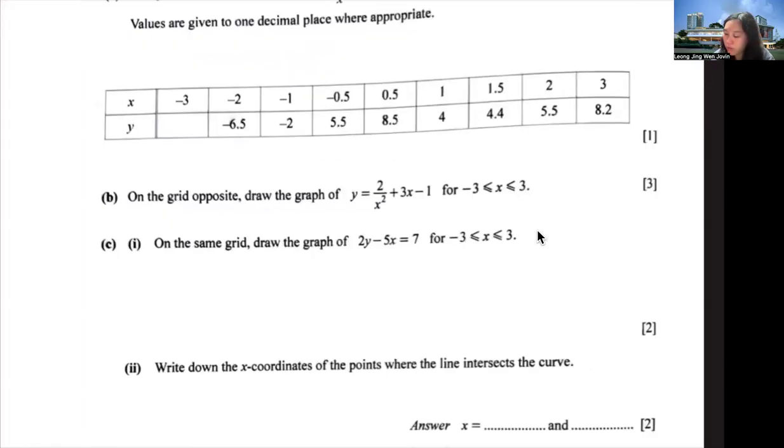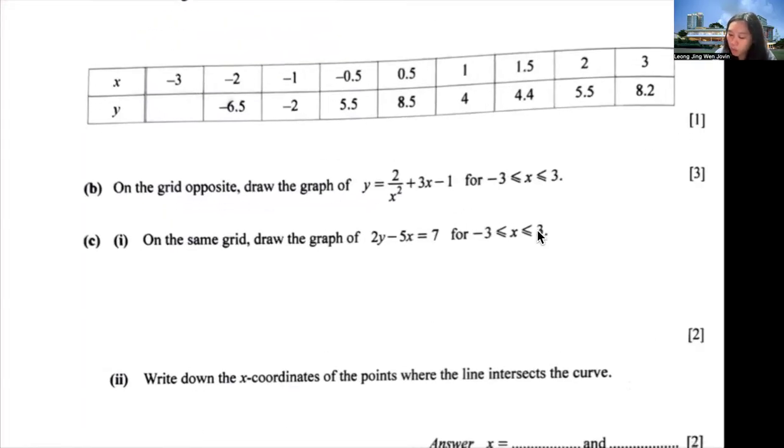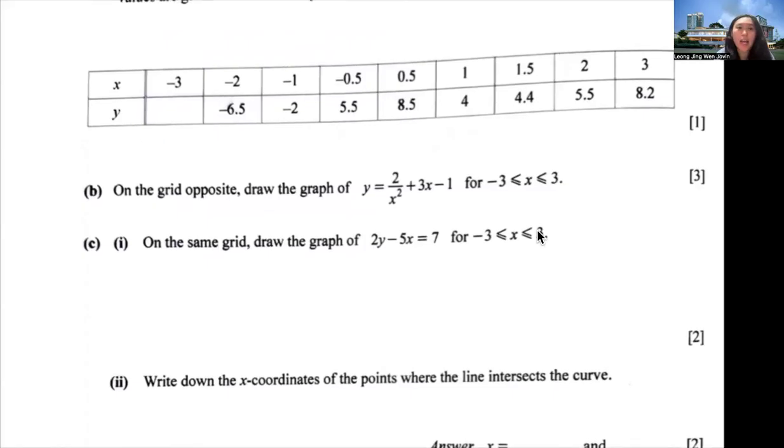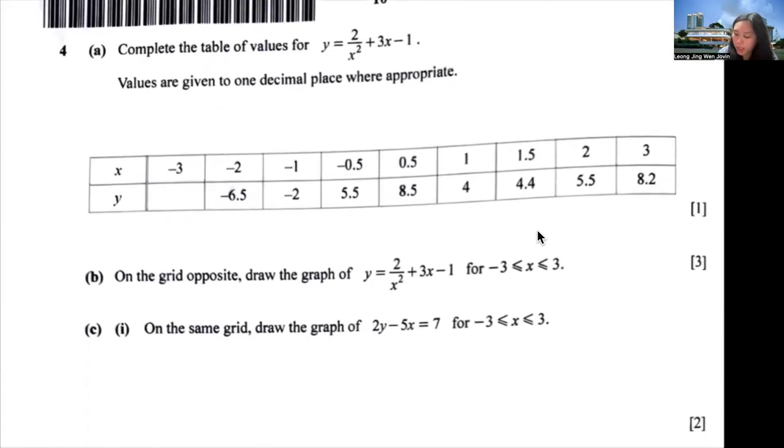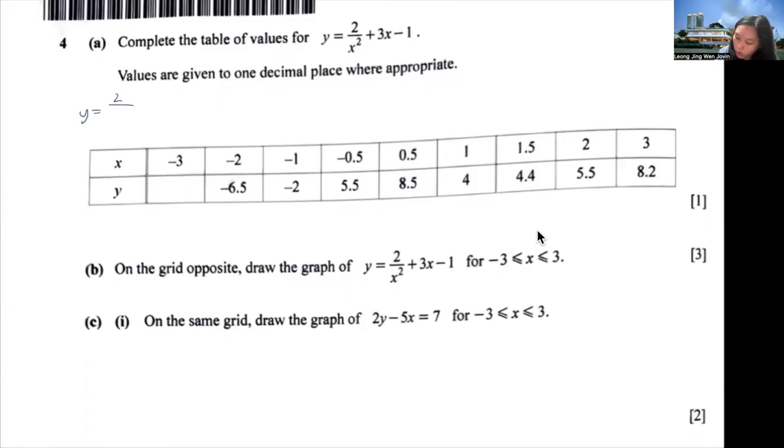Okay, so right off the bat, you see this table here, you're missing one value, right? You're missing this value over here. So what can I do? I know that the x value is minus 3, right? I can just sub it back into my equation. So the working would be y equals 2 over minus 3 squared plus 3 multiplied by minus 3 minus 1. Okay, so key the whole string of numbers into your calculator. You will get negative 9.8. So negative 9.8, this would be my first coordinate.